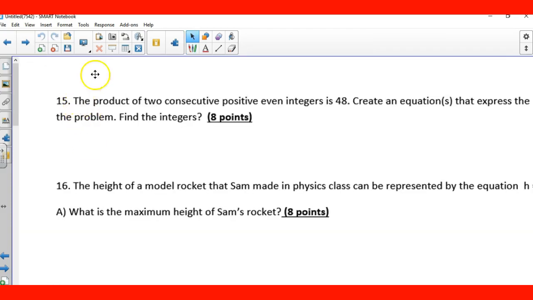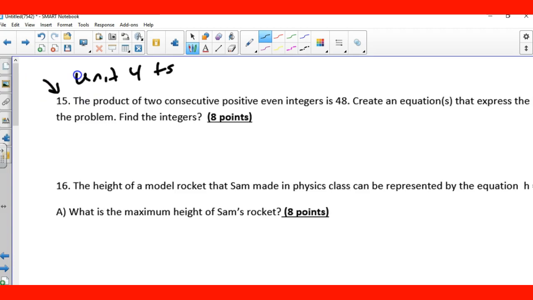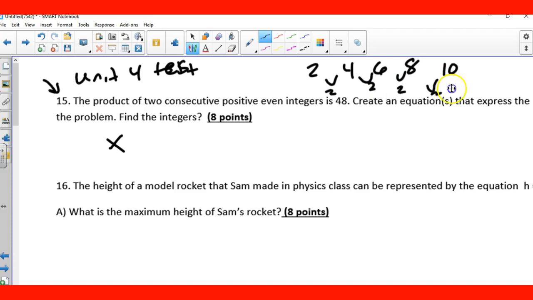Now, the last thing I want to do is talk about number 15 from the Unit 4 test. It says the product of two consecutive positive even integers is 48. Create an equation that expresses the problem and then find the integers. To create the equation, you have a number, some integer, and then the next consecutive even integer. When you think about even numbers like 2, 4, 6, 8, notice these are a distance of 2 apart. 10, that's 2 apart.